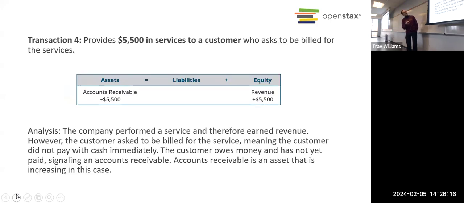They provided services to a customer, but the customer hasn't paid. So in this case, the company has the account receivable because they expect the customer to pay later. And they did provide the services, so now they can count that as revenue. Is our accounting equation still in balance? Yeah.